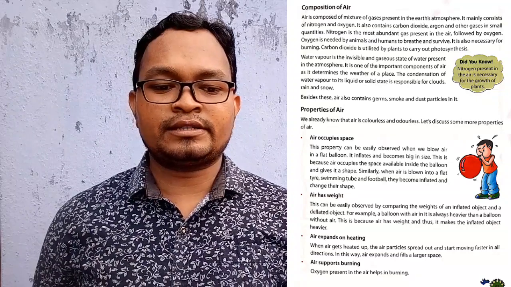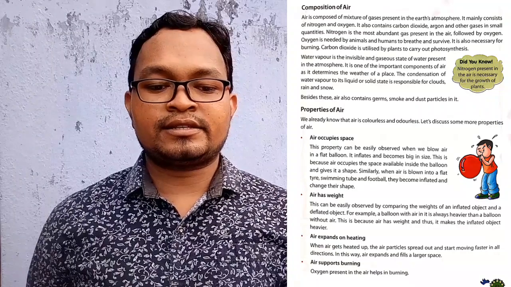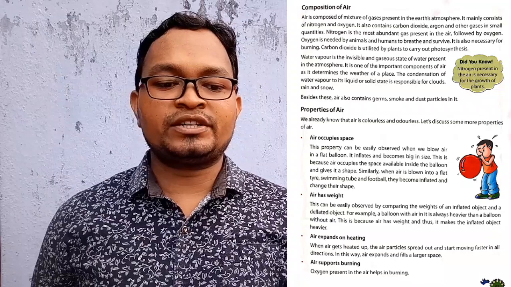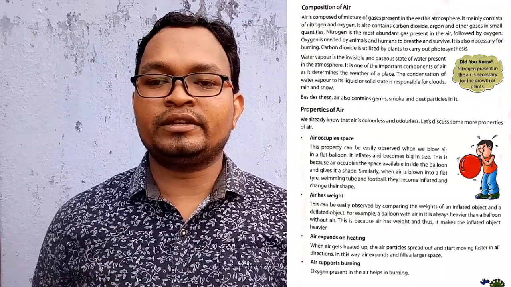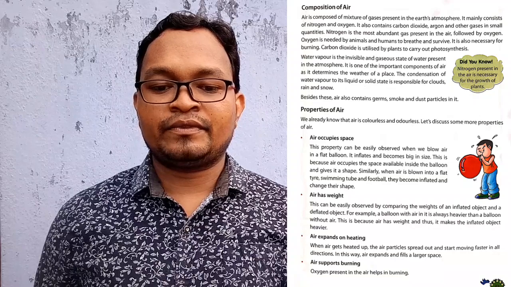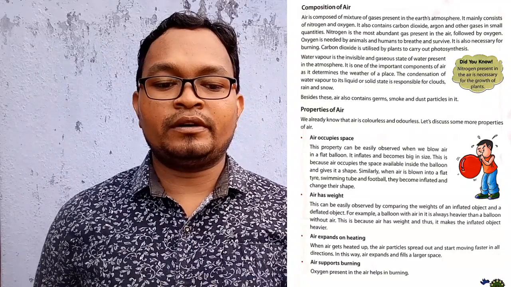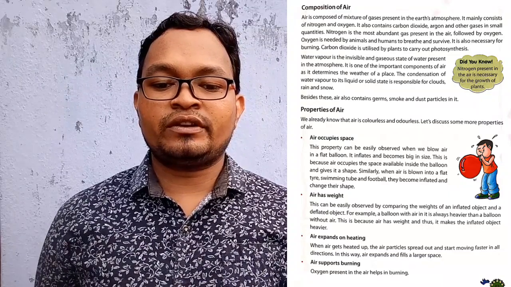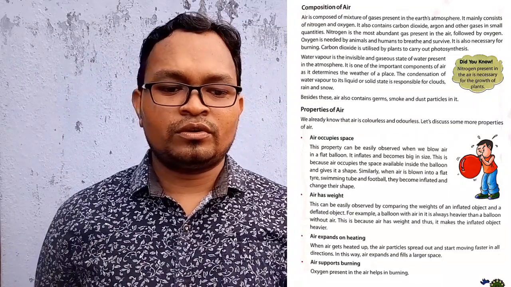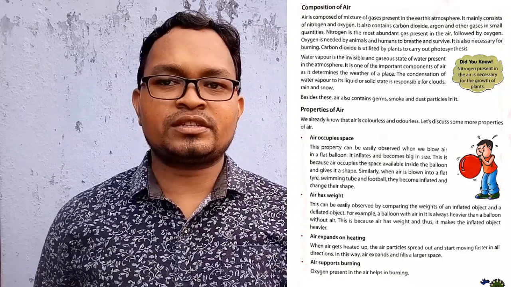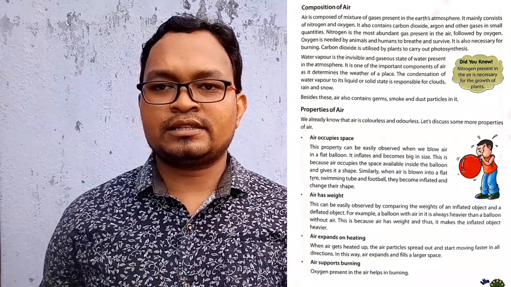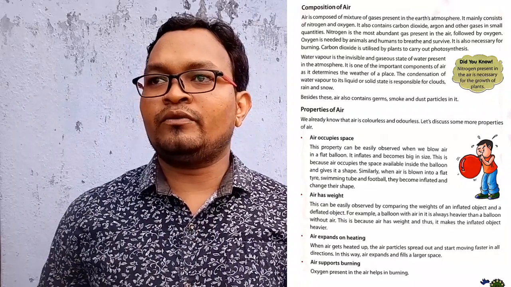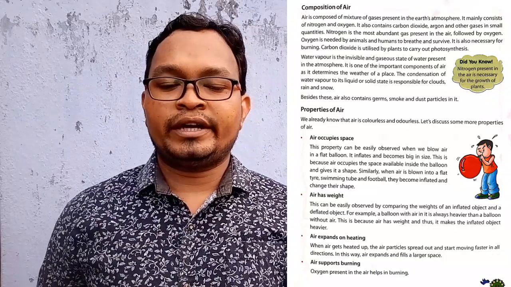Water vapor is the invisible, gaseous state of water present in the atmosphere. It is one of the important components of air as it determines the weather of a place. The condensation of water vapor to its liquid or solid state is responsible for clouds, rain and snow. When the sun shines, the water vapor rises up and forms clouds, and when it gets heavier, we get rain.